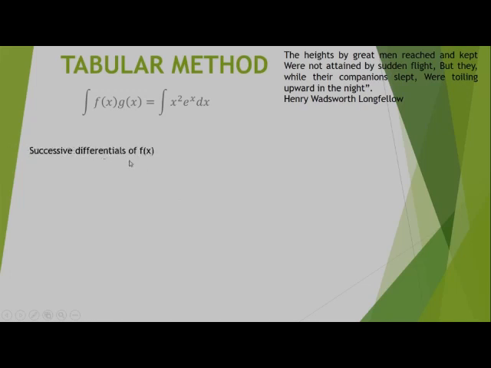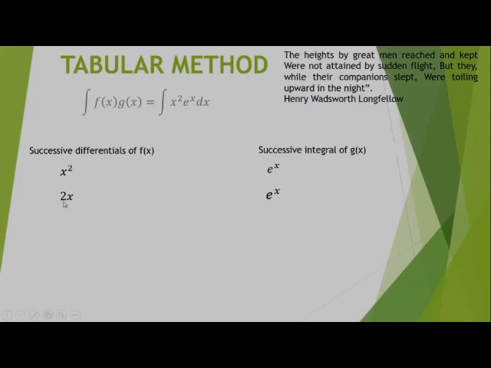We need to do successive differentiation of f of x, and also successive integration of g of x. Our f of x in this case is x squared. Our g of x is what? e raised to x. Now when you differentiate x squared, you get 2x. When you differentiate e^x, don't forget we said earlier that the derivative of e^x is also e^x. So whether you integrate e^x or differentiate it, it remains unchanged. When you integrate e^x, you arrive at e^x.